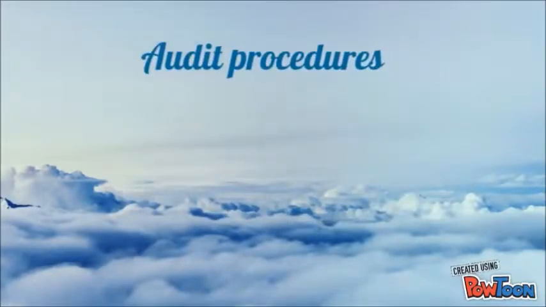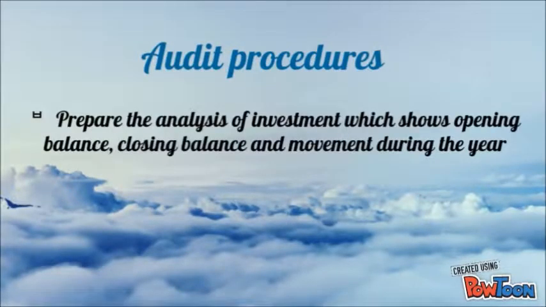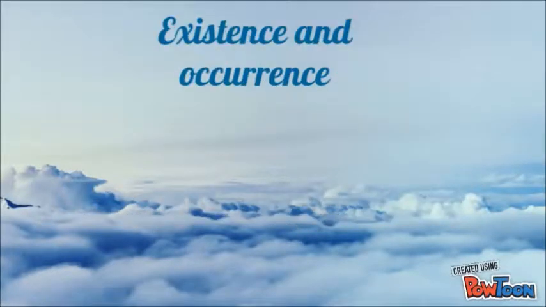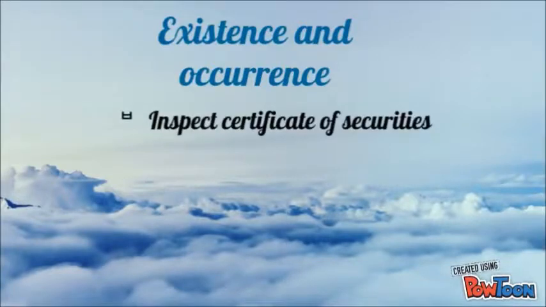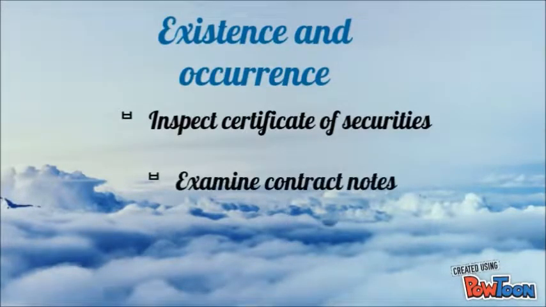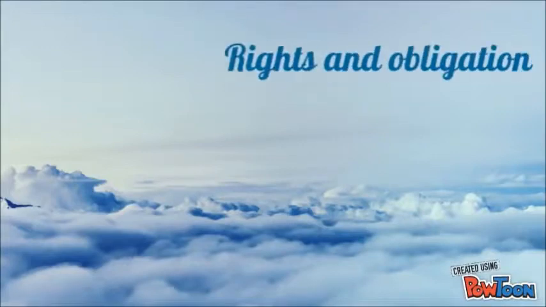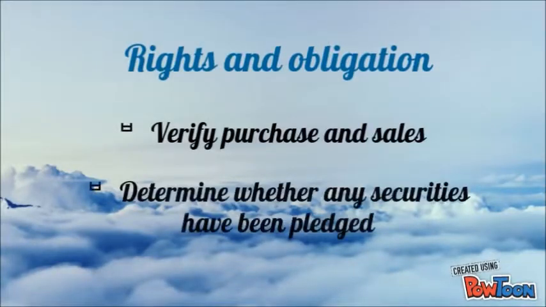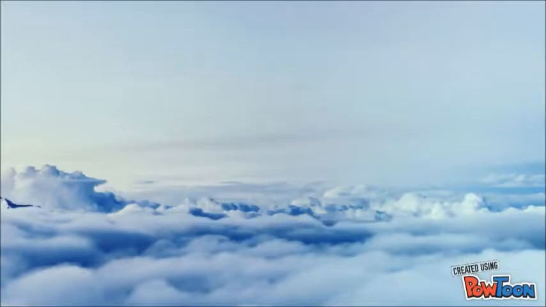Audit procedures. Prepare the analysis of investment which shows opening balance, closing balance and movement during the year, and check that it agrees to last year's figure, the general ledger and the figure carried to the financial statements. Existence and occurrence: inspect certificates of securities. Examine contract notes. Rights and obligations: verify purchases and sales. Determine whether any securities have been pledged.